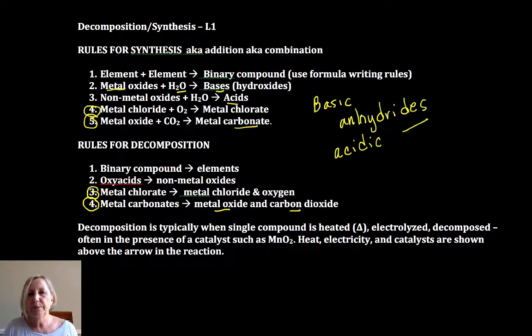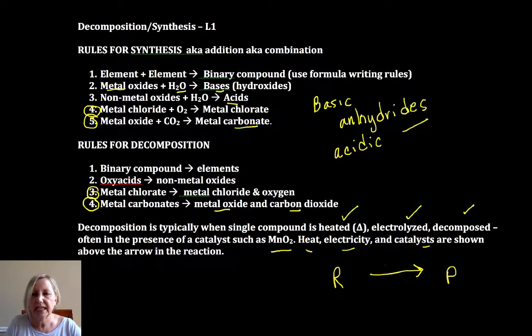Decomposition is typically primarily about breaking bonds, which requires energy. So you're going to be looking for words like heated, electrolyzed, or flat out said decomposed. They'll use a catalyst. Manganese for oxides, a popular catalyst, especially for hydrogen peroxide. Heat, electricity, and catalyst, those are all shown above the arrow. So you'd put the arrow from your reactant to your product, and you'd put a triangle, for example, for heat being applied.